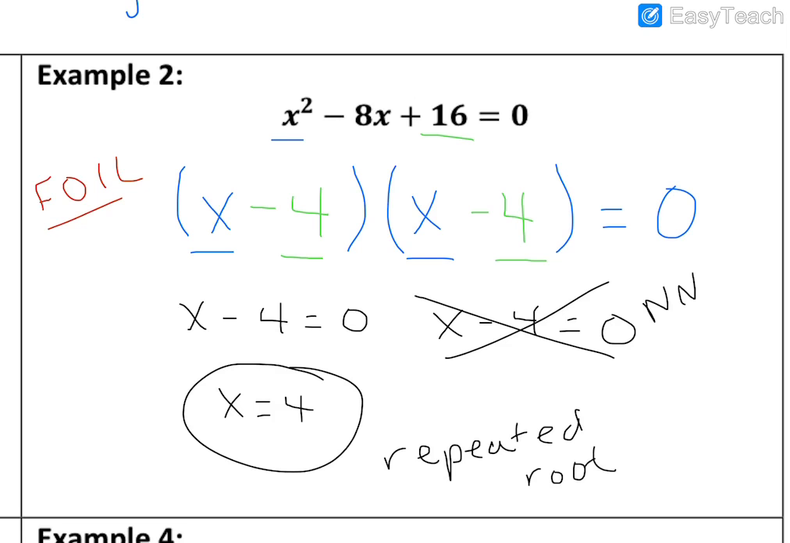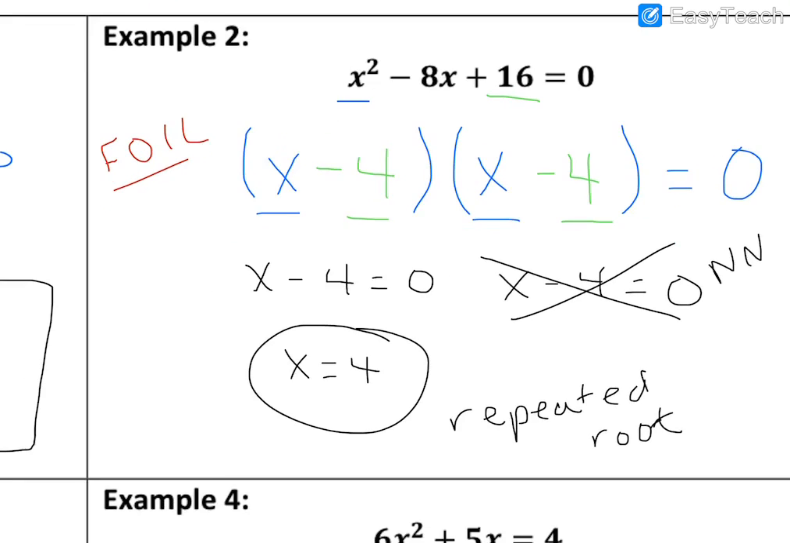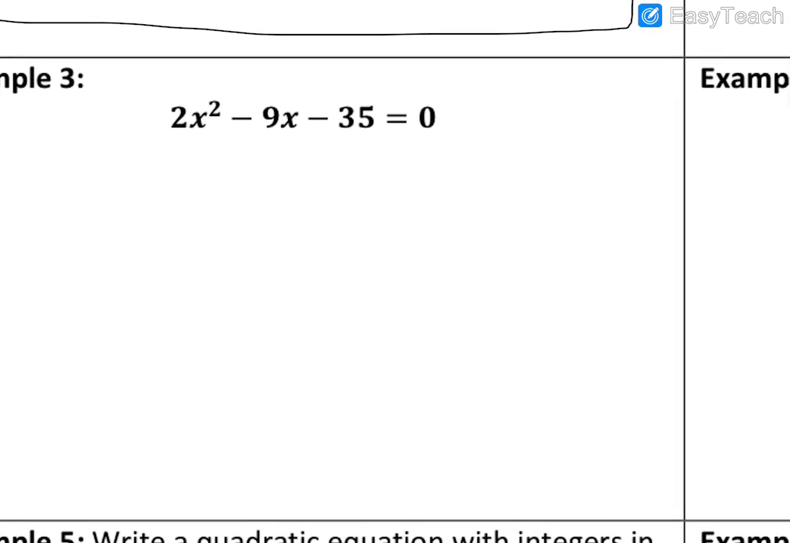And you'll notice that we'll talk about that later in this unit as well. So that's how we would factor it, and then we would find our answer. Let's look at example 3.